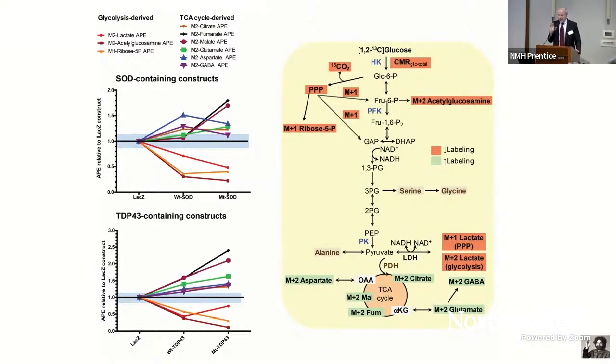So what that means is that the nerve cells have rewired metabolism in the setting of familial ALS genes in neurons.